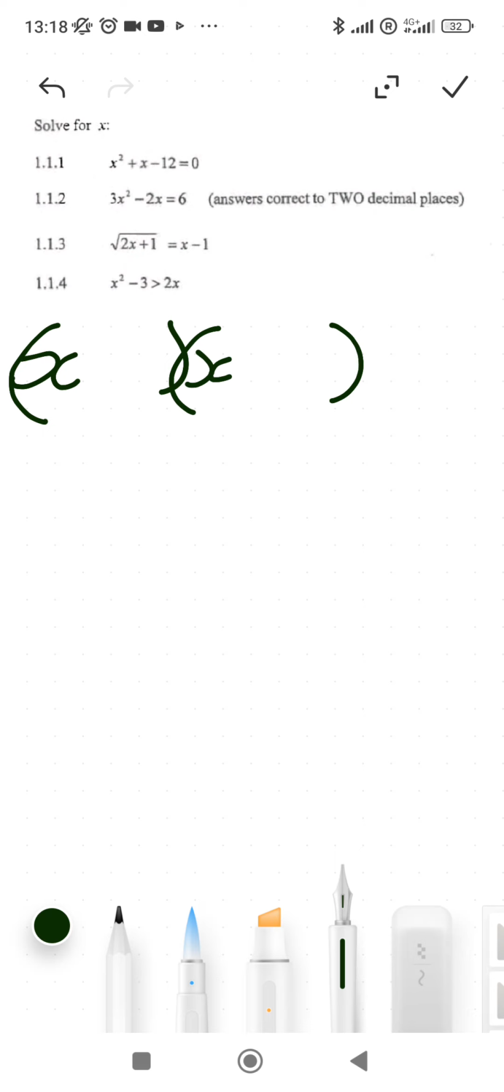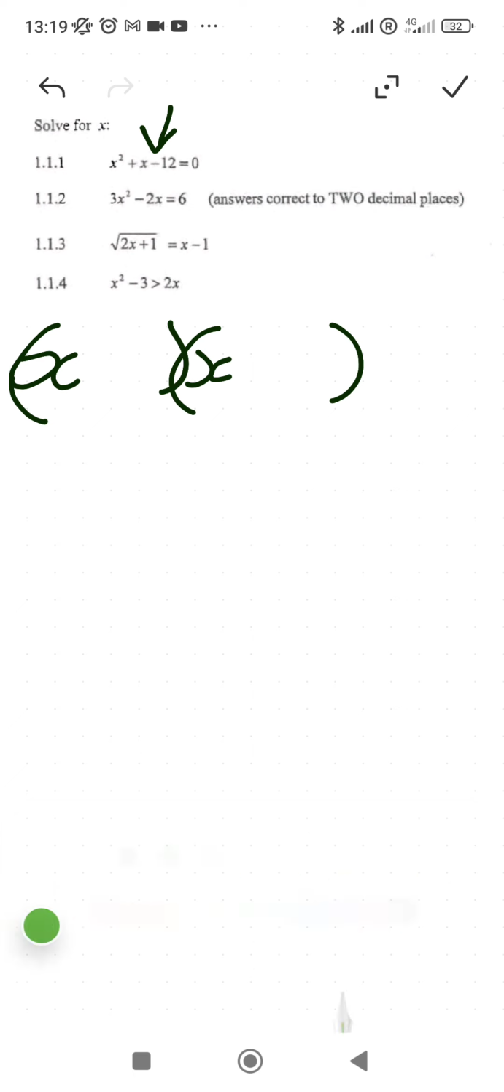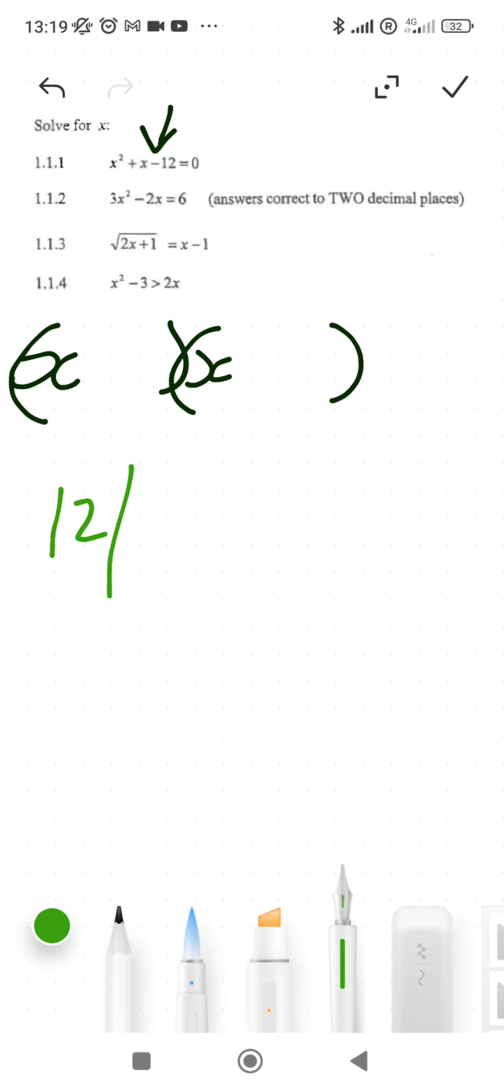Then the next thing we have to look at is the constant, which in this case is our negative 12. So we'll worry about the sign later. For now, we think about the 12. We will write down the factors of 12. So what are the factors of 12? Factors of 12 are 1 and 12, 2 and 6, 3 and 4.